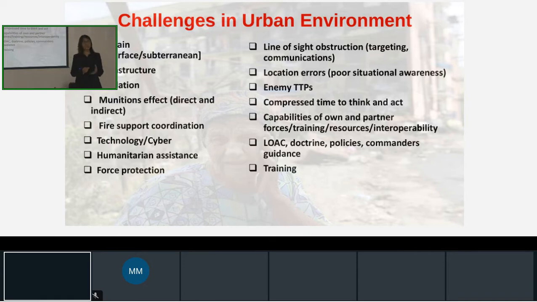And again, all of the challenges have been highlighted when war takes place in cities, from the terrain, the infrastructure, presence of populations, the munitions effect. I'm not going to recap some of the things that have been discussed in detail by the other instructors, but I think that each of these things here, the fire support coordination, technology, humanitarian assistance, force protection, all the challenges from line of sight obstruction, poor situational awareness because of the urban canyon, the ISRs not working, the adversary TTPs, which will put civilians at risk, or they're using civilians as human shields, or they're using indirect fire weapons that are causing civilian harm. Soldiers have a very compressed time to think and act. That's also come up in the last couple of days.